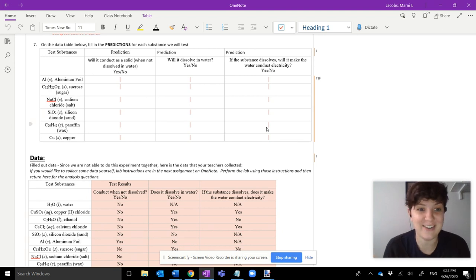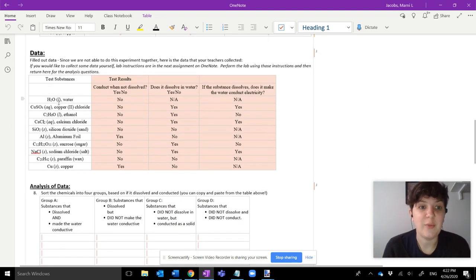If you're keeping going now, let's look at our data. For each of these different chemicals, each of these compounds, we now have our test results. Did it conduct when it was a solid before it was dissolved? Did it dissolve in water? And if it dissolved, did it make the water conduct electricity?